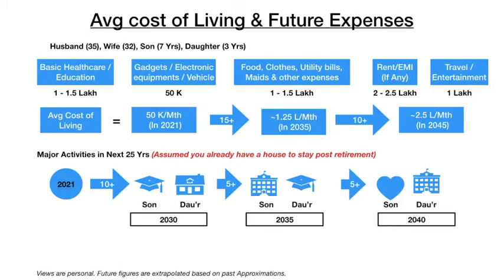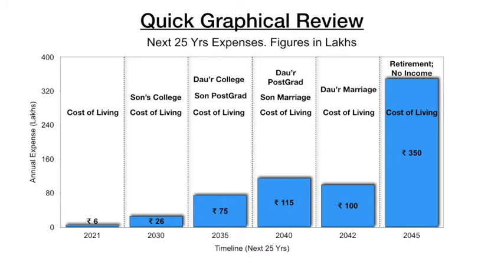After a couple of years, in 5 years, your daughter will get married. And in the next 25 years, this husband will hit 60, 62, and he will get retired. So these are the major events for this family in the next 25 years. Based on these two slides, if I provide a quick graphical view, this is how it looks.